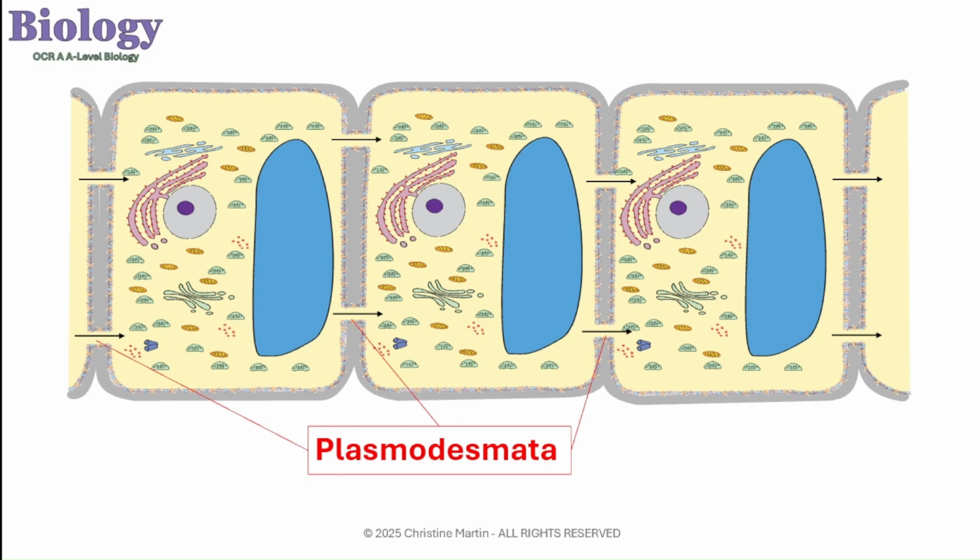By contrast, the apoplast pathway involves movement through the cell wall and intercellular spaces, which are unregulated. Now, this pathway acts like a free-flowing highway, allowing rapid bulk flow of water and solutes between large numbers of cells.